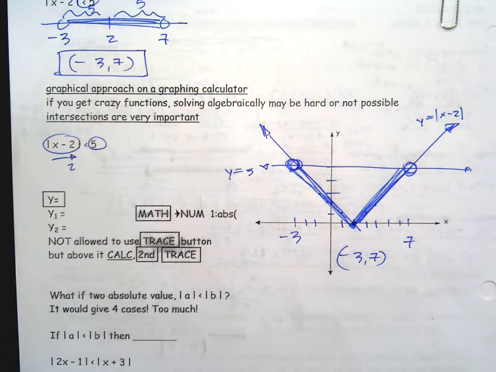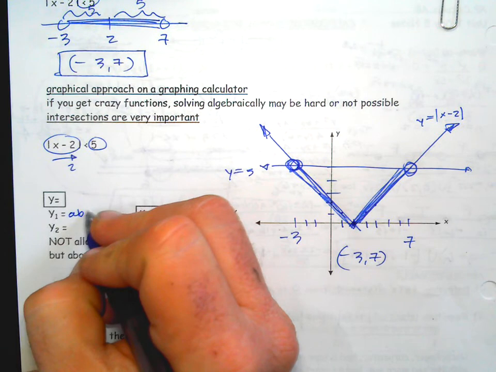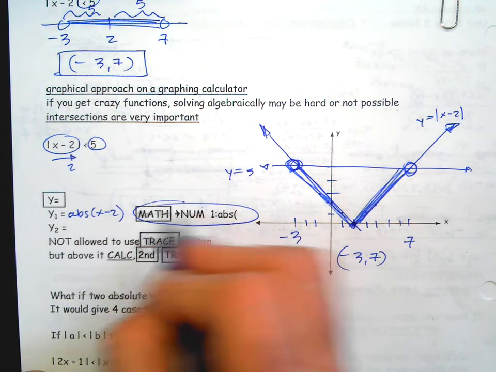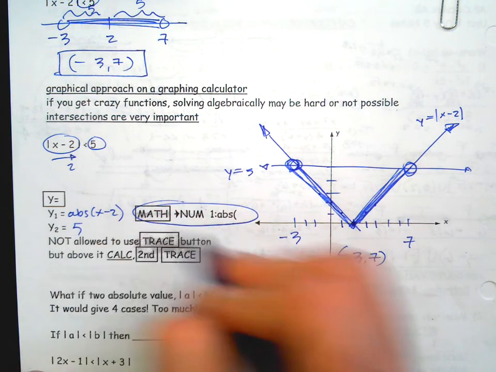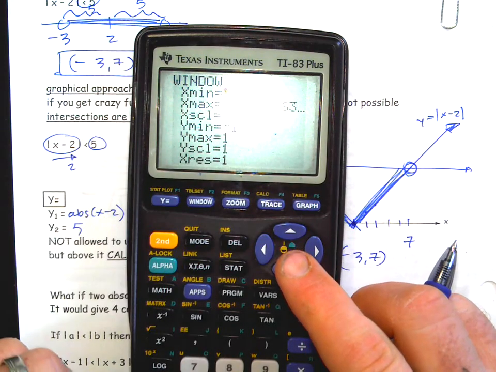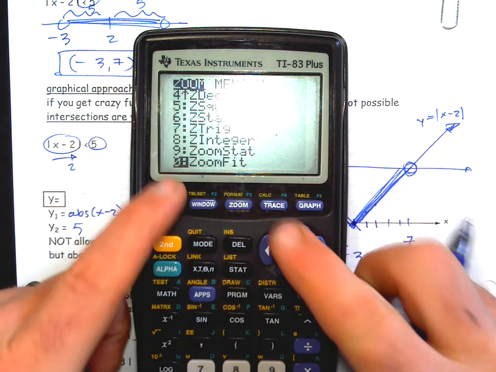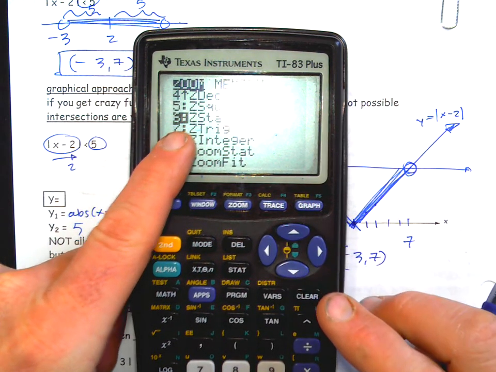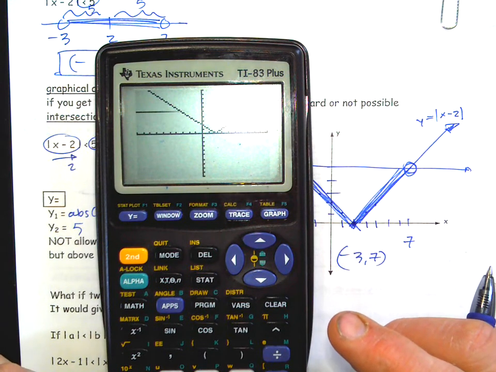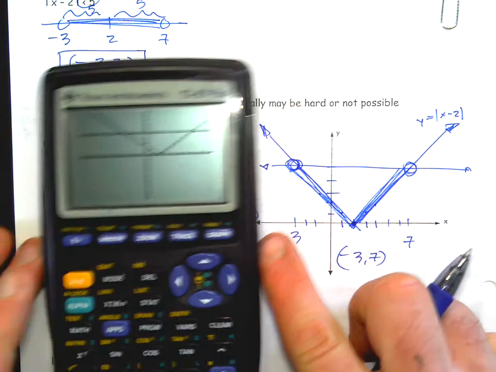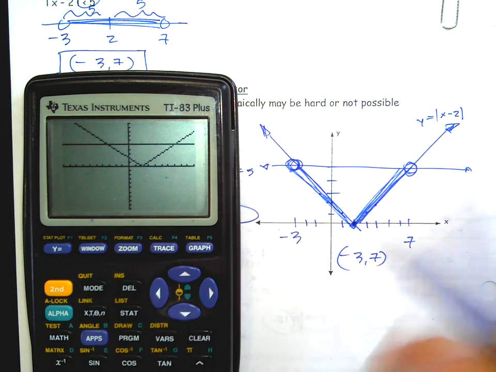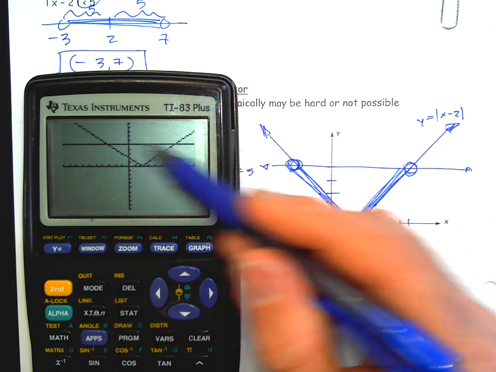So I'm going to put ABS(x minus 2), and I'm giving you some little notes about where to find it, and then 5. And then I'm going to go to window, and I could do zoom standard, which is zoom 6, which is a 10 by 10, -10 to 10 in both directions. So there's the graph, right? And then we can use our calculator to find these intersections because that's what we're interested in. We want to know, where is this below that? Well, where does it cross it?